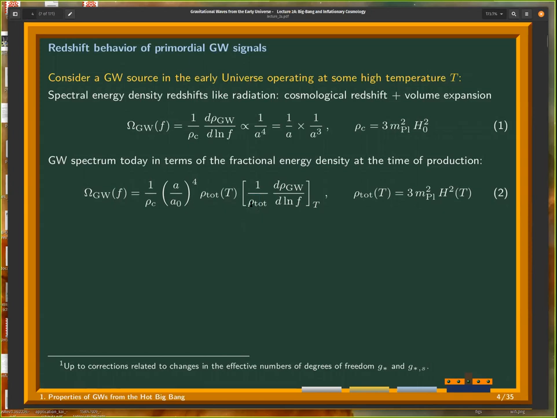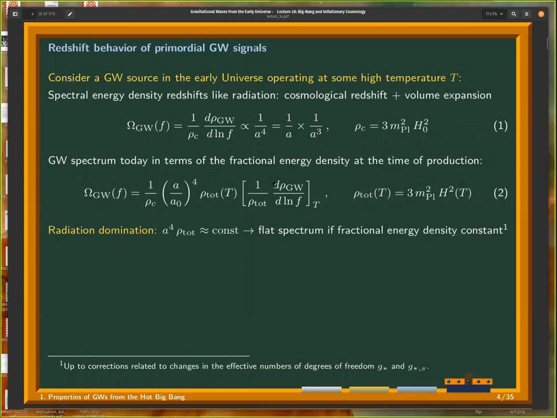So this factor obviously cancels, but if I pull this 1/ρ total inside the square brackets, then everything inside the square brackets is basically something like this omega parameter, the relative energy in gravitational waves at the time of production, so at temperature T. So you see this factor that I multiplied and divided by here is the total energy density, which is just given by the Hubble parameter as a function of temperature at that time.